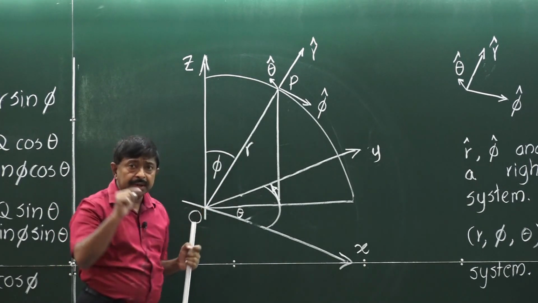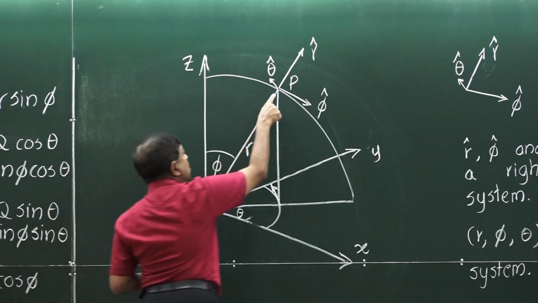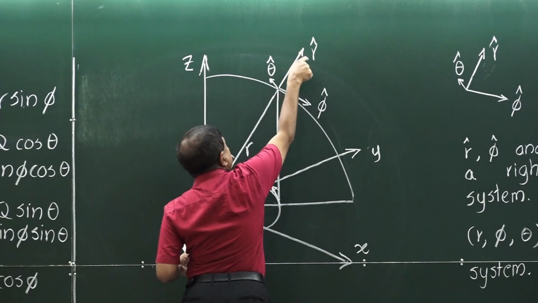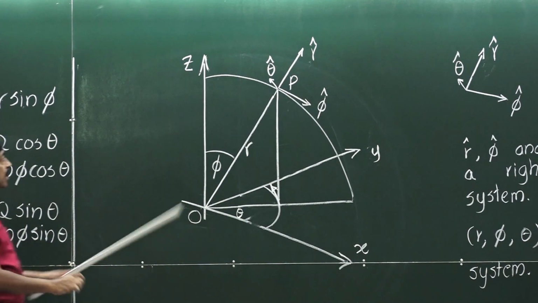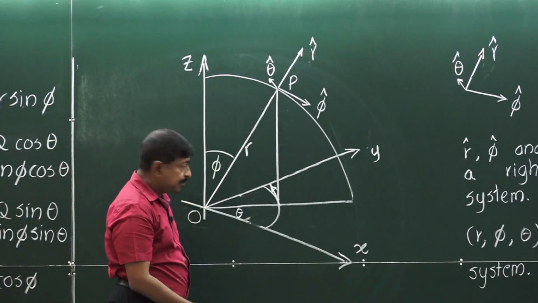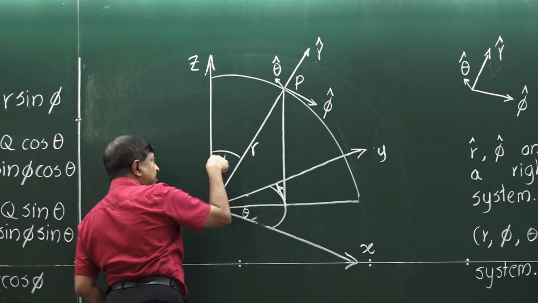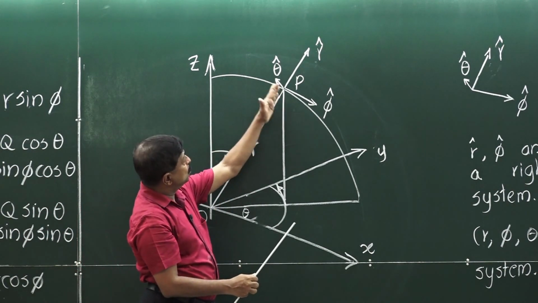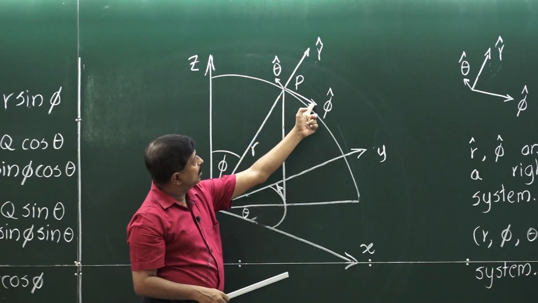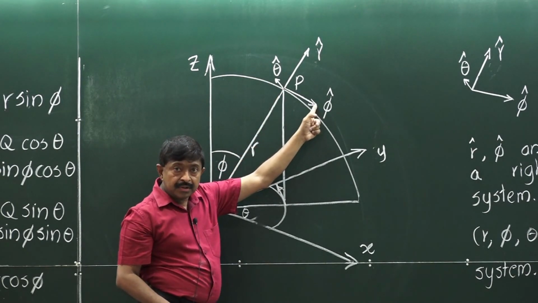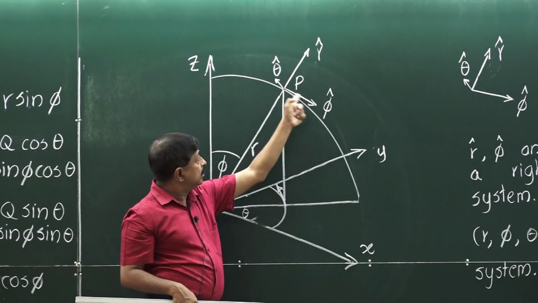And therefore, to increase R, to increase the distance between O and P, you have to move along this direction. The unit vector along that direction can be taken as R hat. Now, if you take phi, to increase phi, you have to move along that longitude this way. So, to increase phi, you have to move along this direction. The unit vector along this direction can be taken as phi hat, that is this.